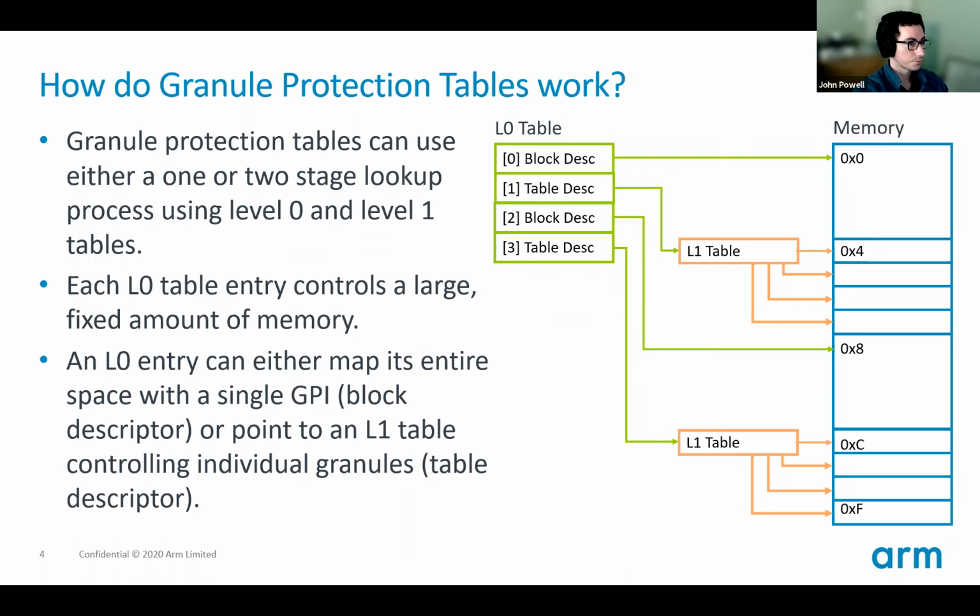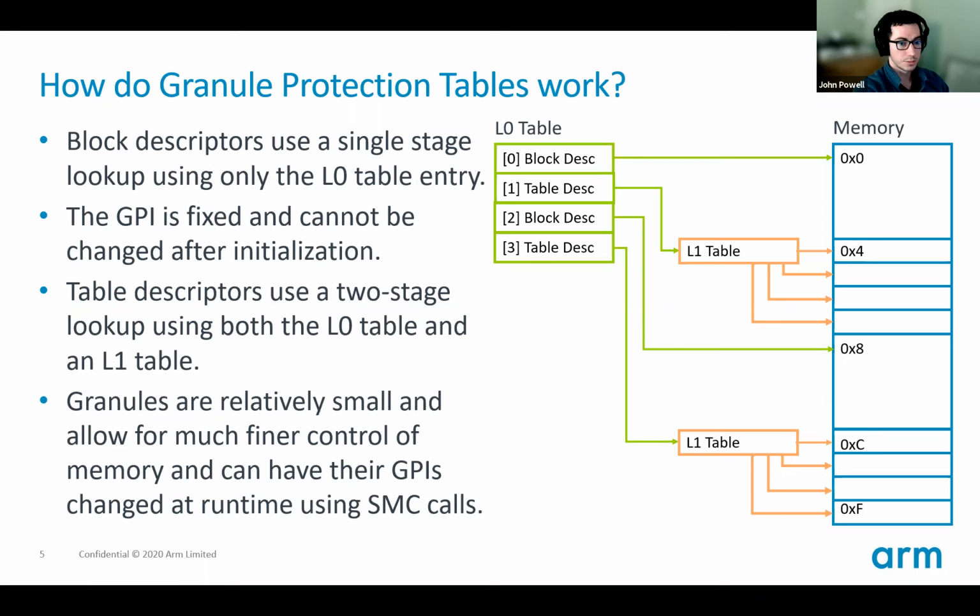As seen in the diagram on the right, block descriptors are a single step lookup using only the L0 table. You can see these in the green boxes and arrows. These tables are typically placed in SRAM for the best possible access time and security. Block descriptors are fixed after initialization, meaning that the GPI value cannot be changed once the tables are configured.